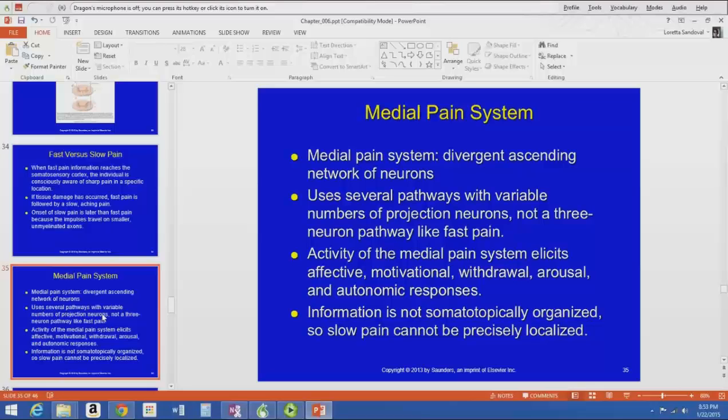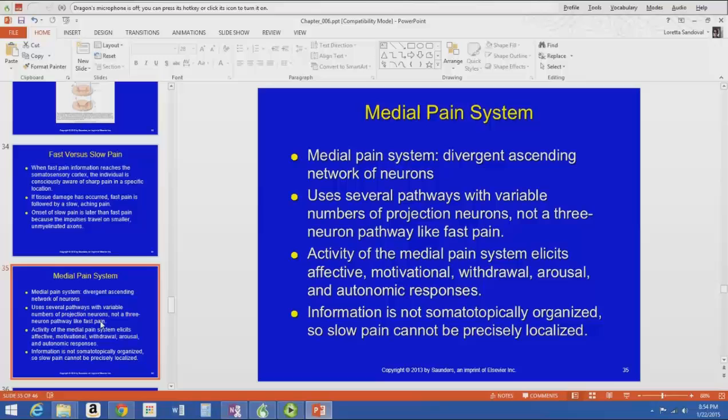The information is not somatotopically organized, so the slow pain cannot be precisely localized. That's the one where the person goes, well, it's my whole leg sort of hurts, or it's my whole back, or from my back all the way down my leg. It's not precisely localized, other than you got hit right someplace and it's right there. You know exactly where it hurts. So the information that's coming up the medial pain system affects more the emotional and arousal things. It's the stuff that keeps you up at night.